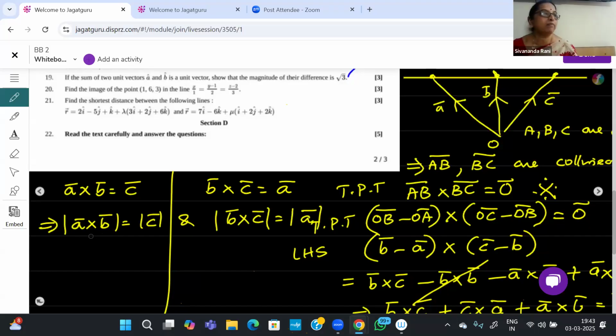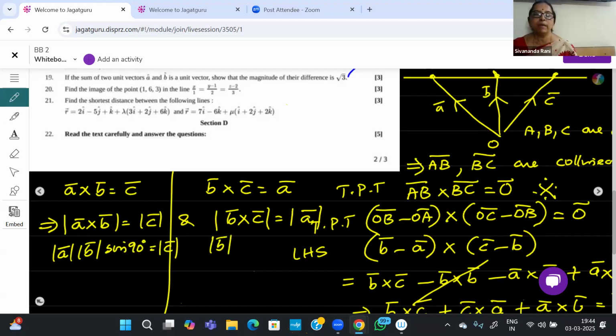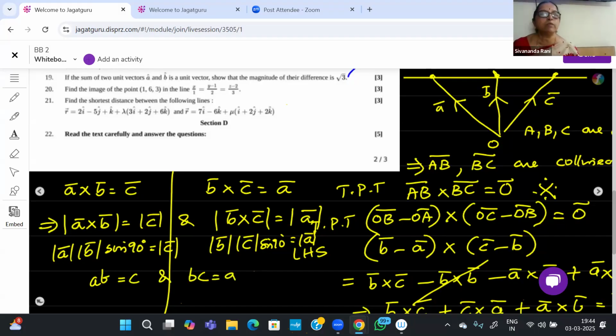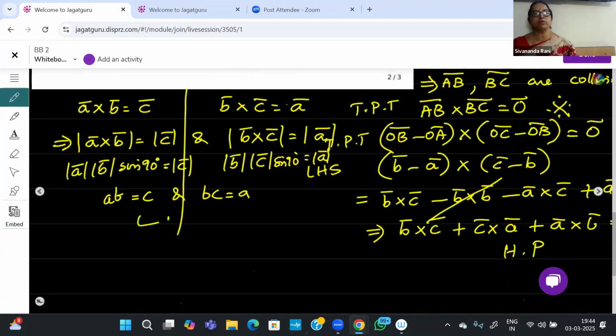Can someone tell me what is mod of A cross B? Definition? Mod A mod B sin theta. Very good. What is theta? 90 degrees. Very good. Don't forget, we just proved that they are at 90 degrees. Similarly here, mod B, mod C, sin 90 is equal to mod A. So we seem to get two scalar equations. We have to manage that. So AB is C and BC is A. From these two, I'm supposed to prove whatever has been asked. Anyone? How do we make use of these two? What do I do with 1 and 2?